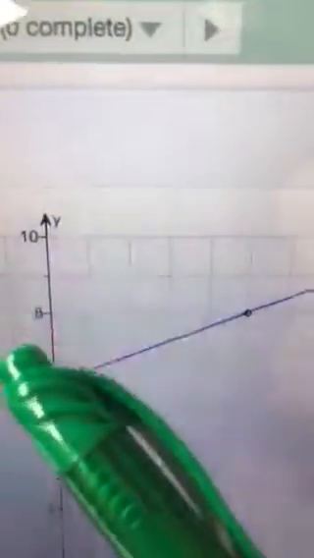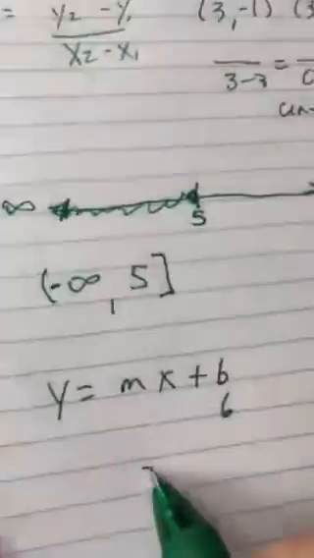I'm going to click that. I'm going to look to see where it crosses. So notice it crosses at 6. So in place of my b, I'm going to write a 6. Now, to find my slope, I need to make sure the lines are counting by 1. So that's right. To get to this second point, I'm going to go up 1, 2. So I have a 2 in my numerator. I increased by 2. I went up 2.